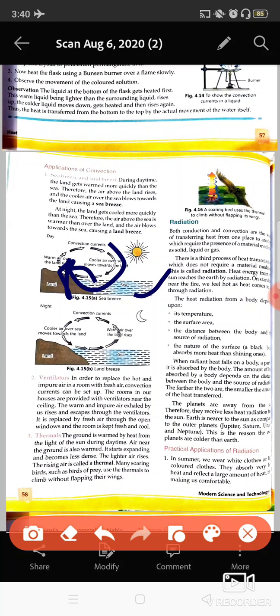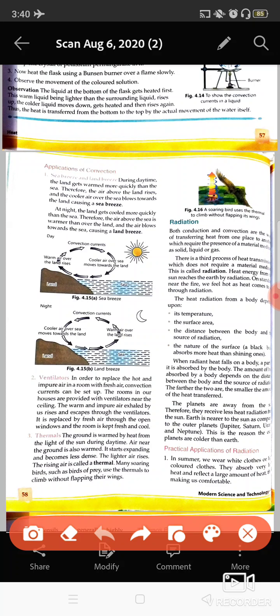On the other hand, during the night time, the sea water is warm, so the air will start moving upside. The vapors along with the air will start moving upward, and the air from the land, which is cooling, will move from land to the sea. That breeze is known as land breeze, which moves from the land to the sea during the night. So this is one application of the convection current.